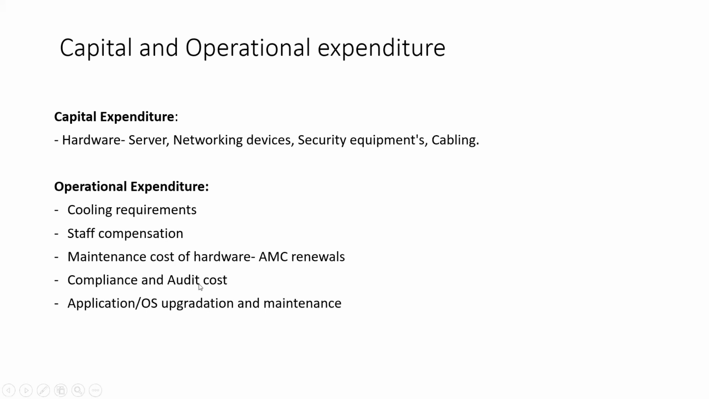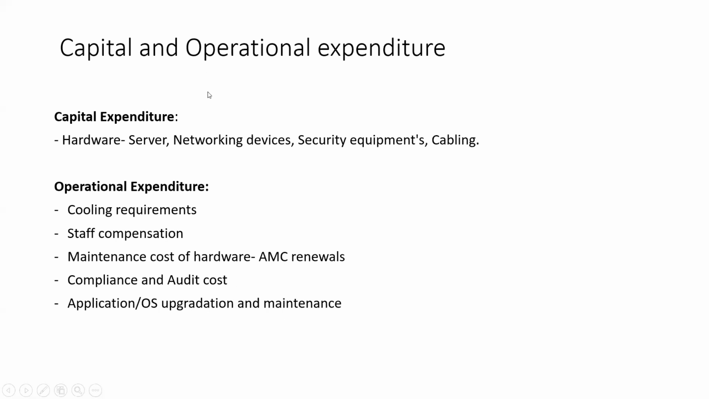There is an audit cost. Auditors will come to the company, and you will have to pay the money to the auditors as well. Then there is the application and OS upgradation task. If I am using Windows 8 in my company, and the company decides to upgrade Windows 8 to Windows 11, then again I will have to purchase Windows 11 licenses. So that is again a cost. After the upgradation, I will have to invest in maintenance services as well. So for the maintenance, again, there is a cost.